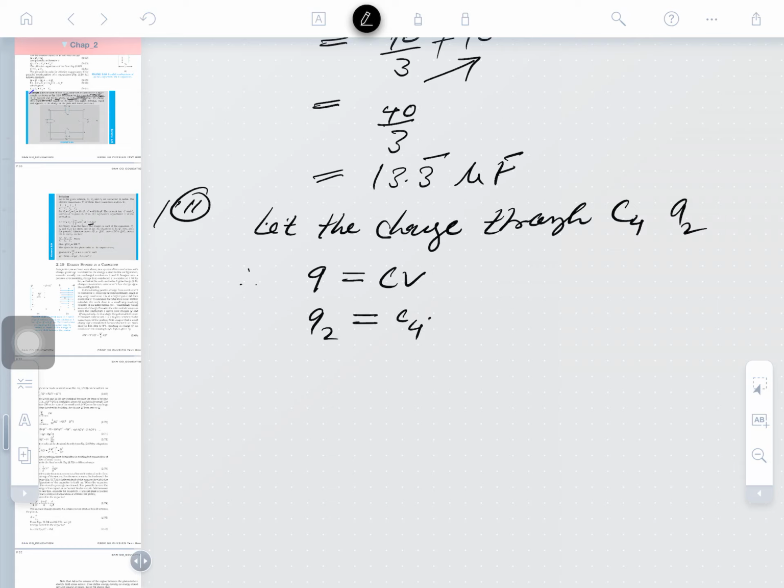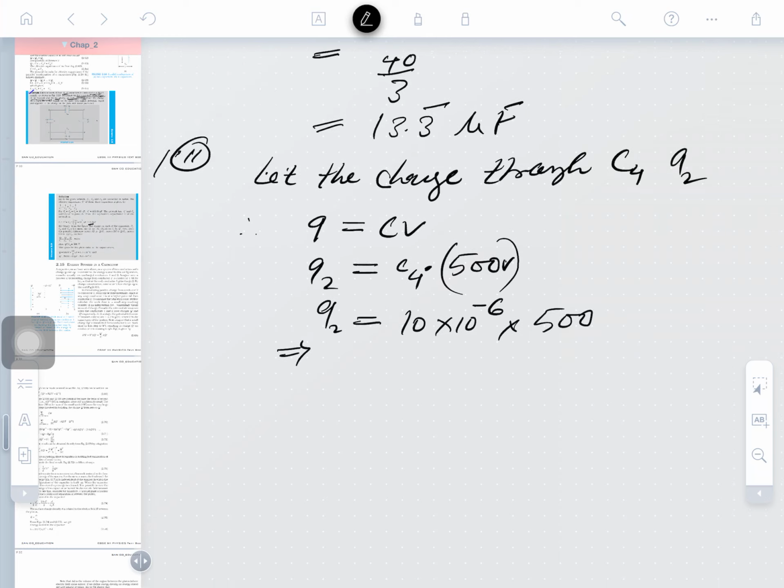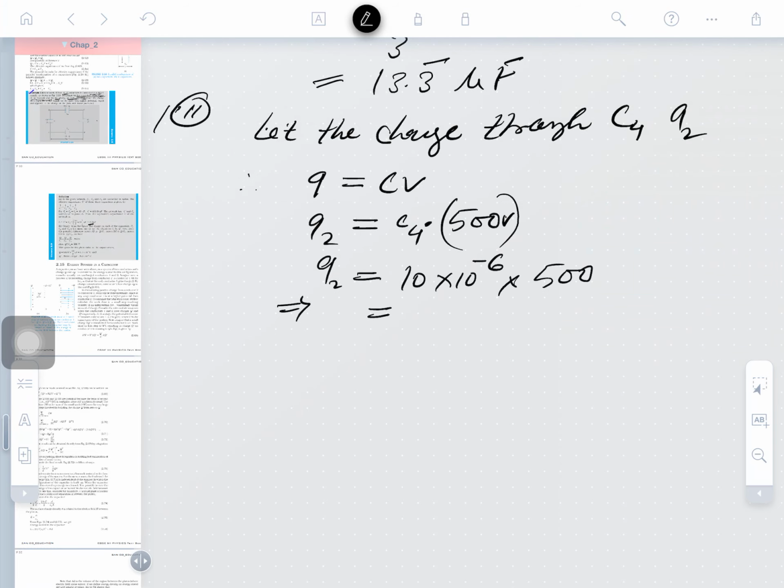What is the capacitance here? It is C4, and what is its potential difference? 500 volt. Remember, please. And C4 is 10 microfarad. Microfarad and volt, both should be SI units. So, we have to write the SI unit. What shall be the SI unit? 10 raised to the power minus 6, this now becomes farad, and 500 volt, and Q2 is to be found out. Is that clear, guys? So, what shall it be?